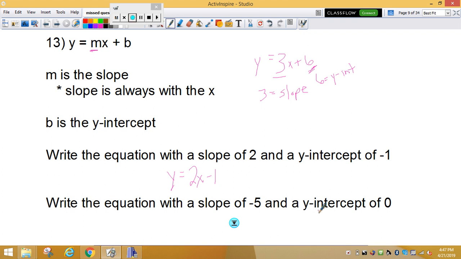All right, let's do the next one. Again, you should have this problem written down. So y equals, the slope is -5. That's what goes with the x. So -5x. The y-intercept is 0. You could leave it like this, or you could put +0. I'm okay with both answers. On your EOC, it's probably going to look like this. They're not going to put the +0. They're going to put y equals -5x. So there's examples 1 and 2.